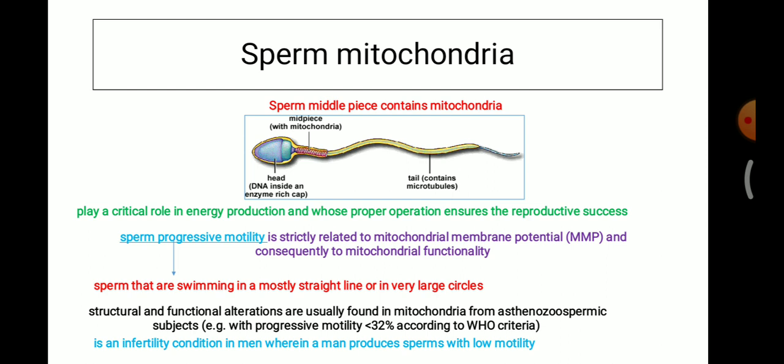Progressive motility means sperm that are swimming in a mostly straight line or in very large circles. Structural and functional alterations are usually found in mitochondria from asthenozoospermic subjects. For example, these are subjects with progressive motility less than 32, which is the criterion set by the WHO. It is an infertility condition in men wherein a man produces sperm with low motility.